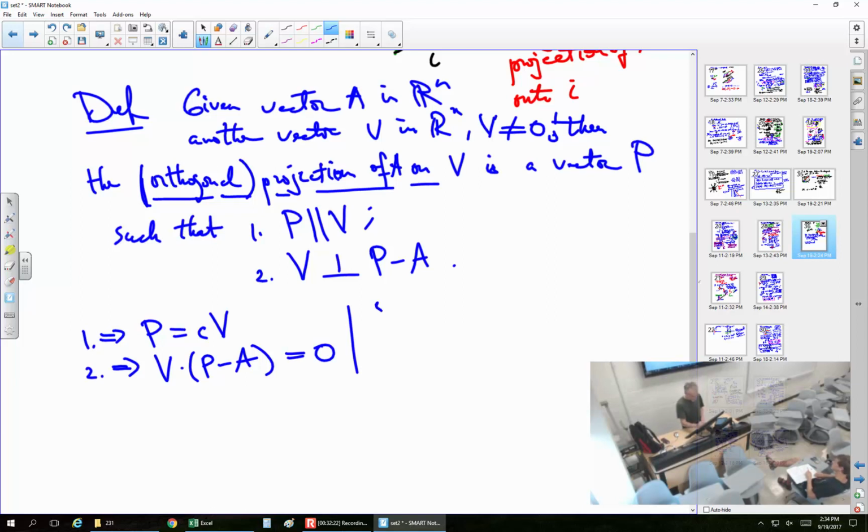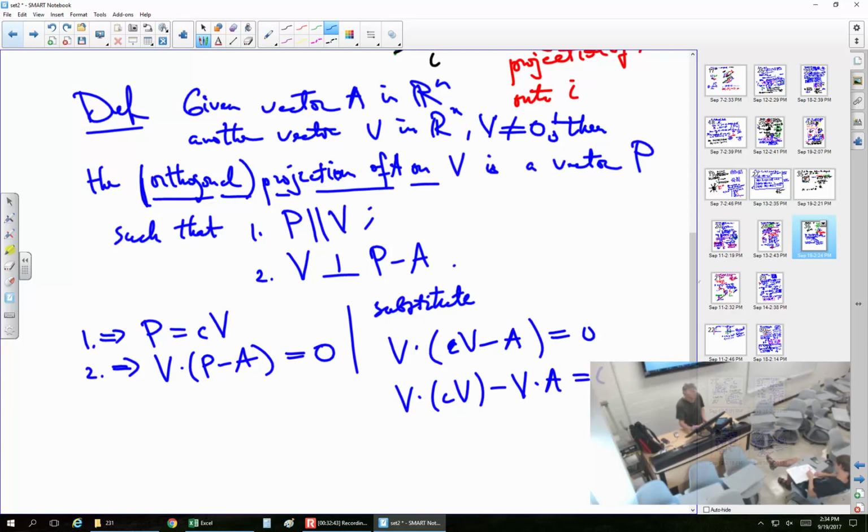I substitute the first into the second. What do I have? V dot (CV minus A) is equal to 0. I use the distributive property, which gives me V dot CV minus V dot A equal to 0. And I'm going to use the associativity property to pull C out, and I'll have C times V dot V equal to V dot A.